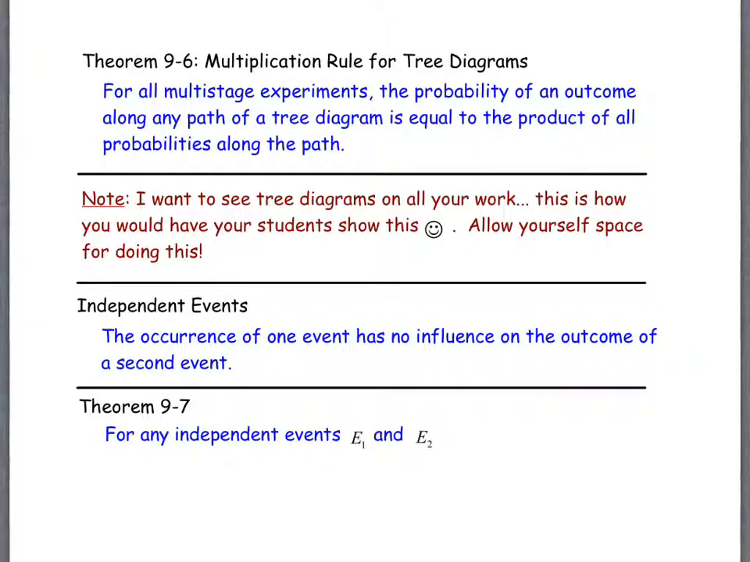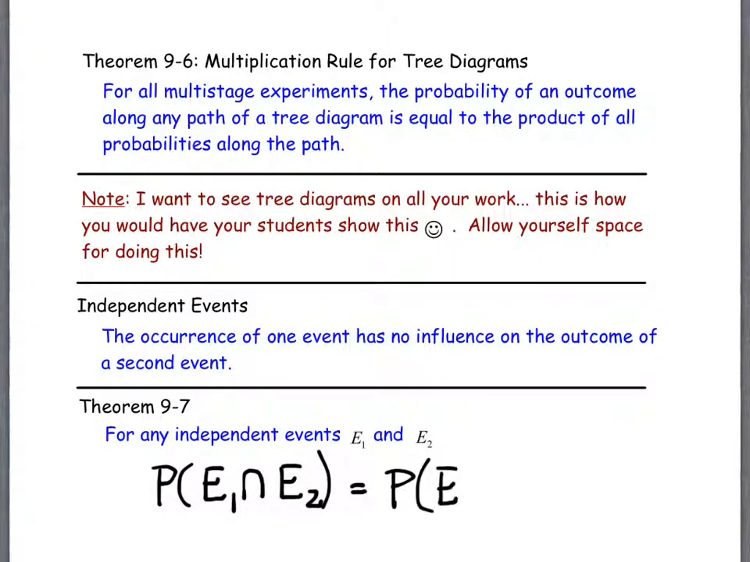Last one on here, theorem 9.7. For any independent events, E1 and E2, the probability of getting event 1 and event 2 to both happen is the probability of event 1 times the probability of event 2. And that's actually just an application or maybe a stronger statement of the multiplication tree rule at the top. Anything along the branch, the way I get the whole branch to happen is I multiply the two pieces of the branch, or multiply the two branches' probabilities together.